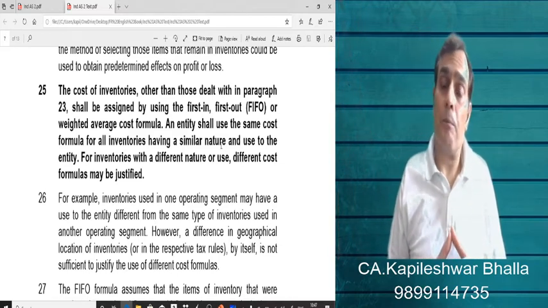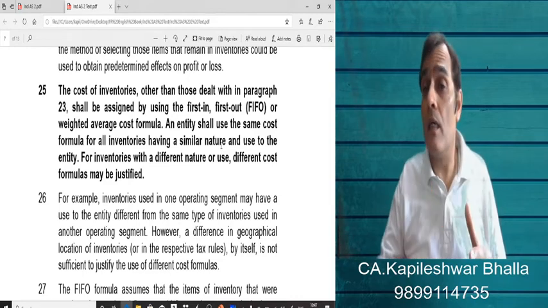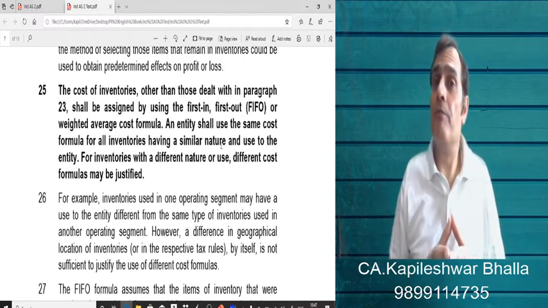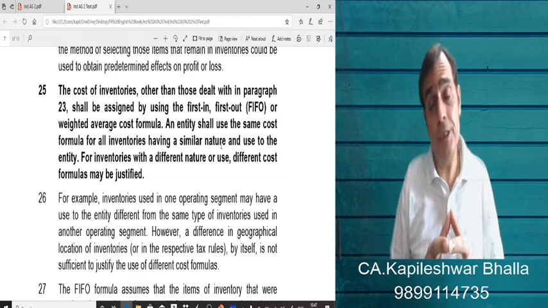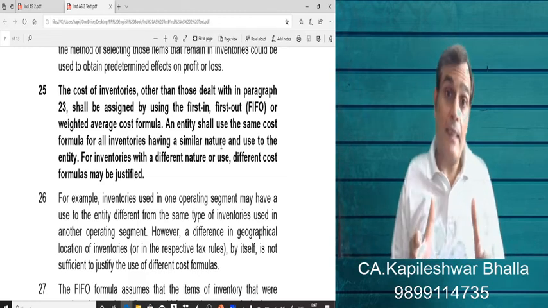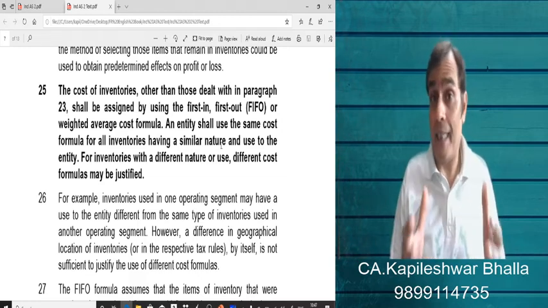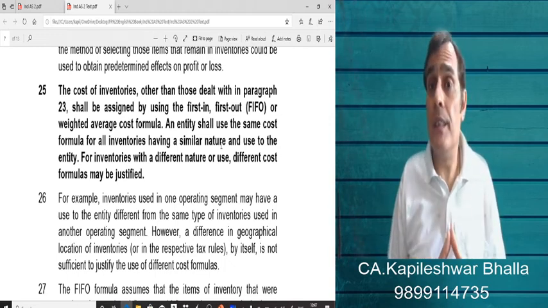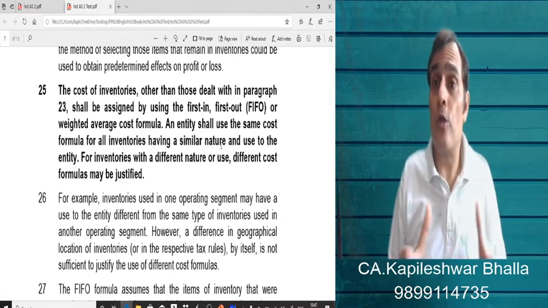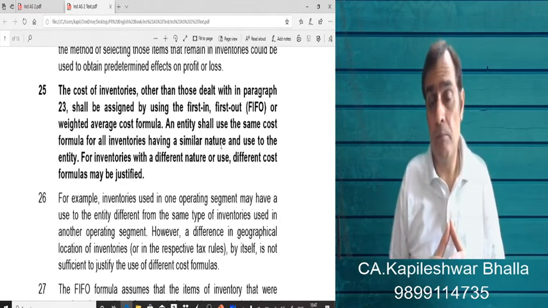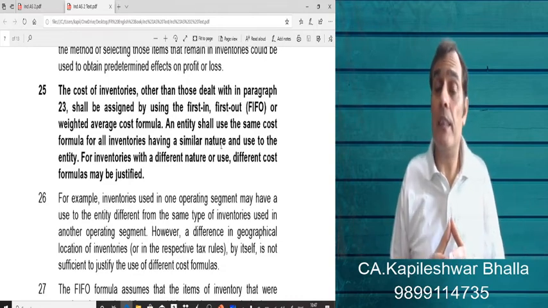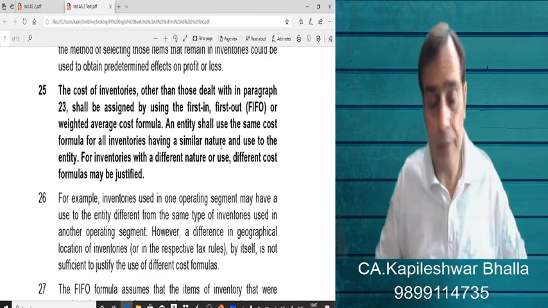Similarly, in terms of para number 25, it says the cost of inventory other than those dealt in para 23. That means we're looking at inventories which are ordinarily interchangeable. What I understand out of para number 23 and 25 is the focus is: is the inventory ordinarily interchangeable or is it not? But the basic question is, what do you mean by that? I'll tell you.